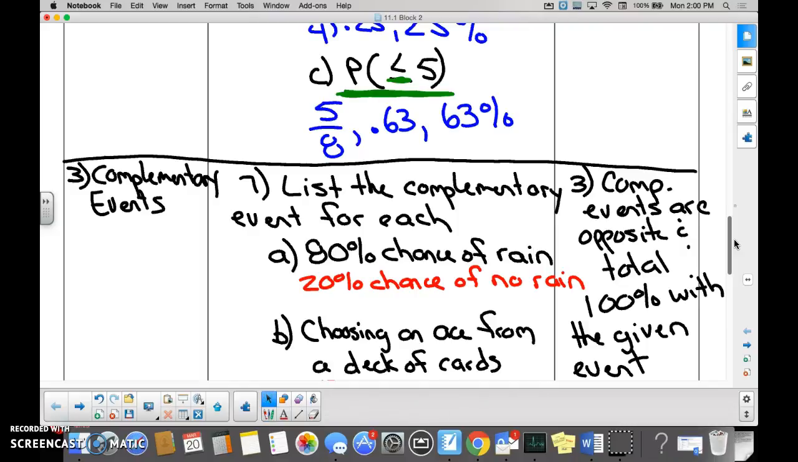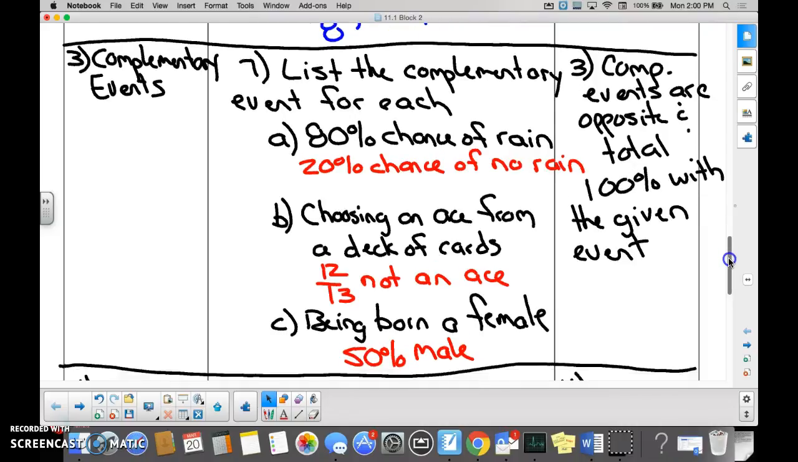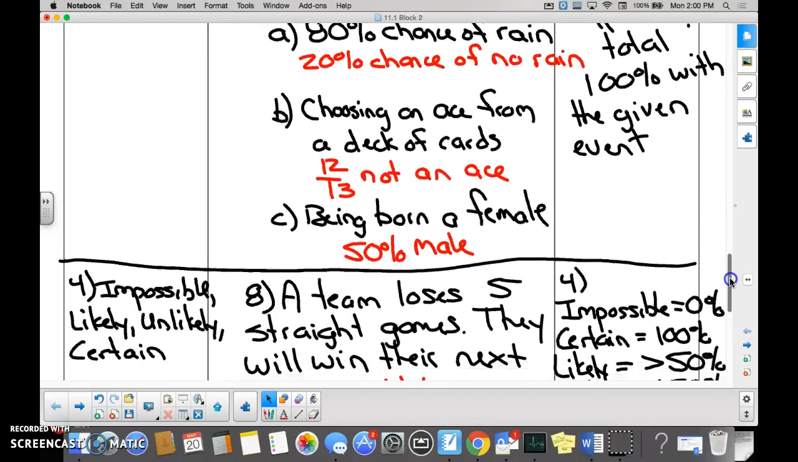Okay, complementary events would be the opposite event. What is the total going to be when you add complementary events together, everybody? 100%. Okay? And then the last thing we did was impossible, likely, unlikely, or certain.